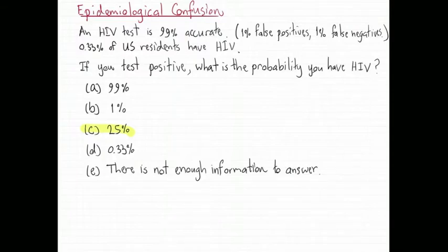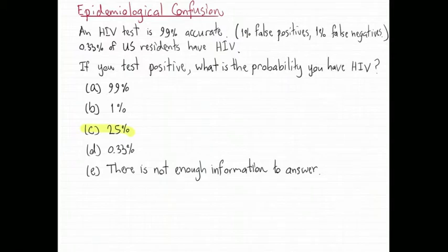And a plurality of them, the most popular answer, was A. Practicing physicians who are giving their patients life-changing medical advice got this wrong. Don't do that. So the answer, surprisingly, if you haven't thought about these sorts of things before, is 25%. Even though the test is 99% likely to give a correct result, if you get a positive result here, the chance you have the disease is only about 25%. Let's figure out why that is.